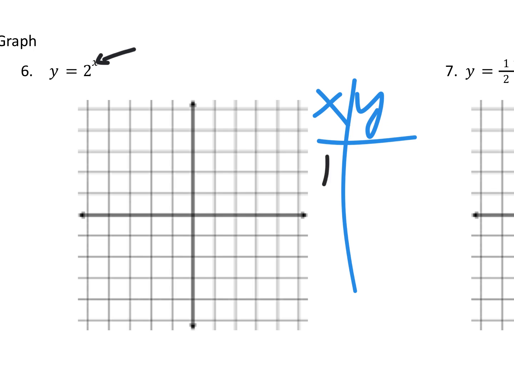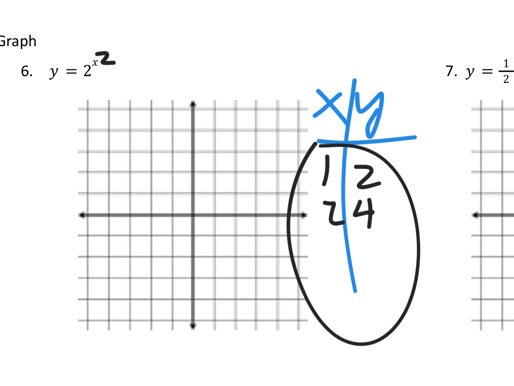So if I want to stick in 1, it'd be 2 to the 1, which is 2. If I stick in a 2 here, X is 2, then it'd be 2 to the second, which is 4. And if I graph all of these points, graphing is so simple if you can make an XY chart. So can ya?